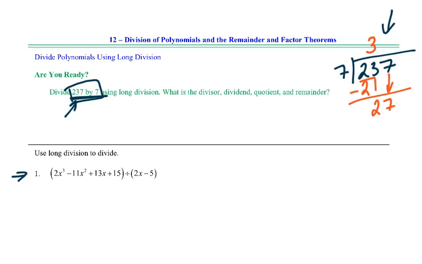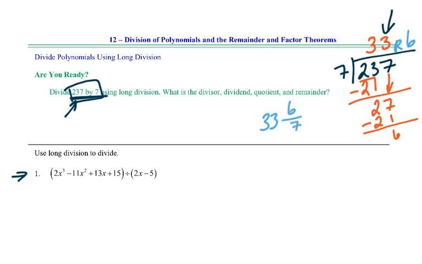7 goes into 27 3 times, which is 21. We subtract. There's nothing else to bring down. So we have a remainder of 6. So our quotient is 33. Our remainder is 6. So we're going to do the same thing. And we can represent this as 33 and 6 sevenths.